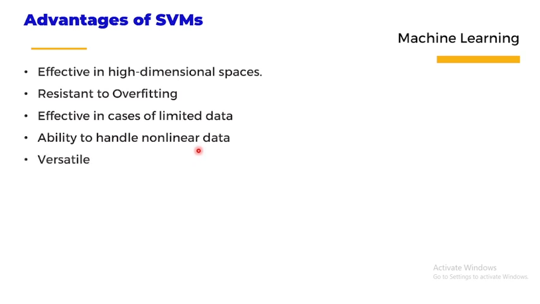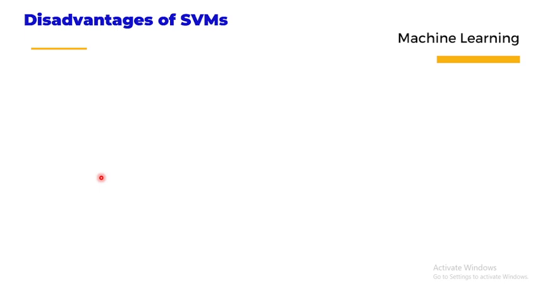And the last one is that it is versatile. SVM can be applied to both classification and regression problems, and the SVM kernel function enables flexibility in capturing complex relationships in the data. This versatility makes SVM applicable to a wide range of tasks. Now let us understand the disadvantages of SVM.